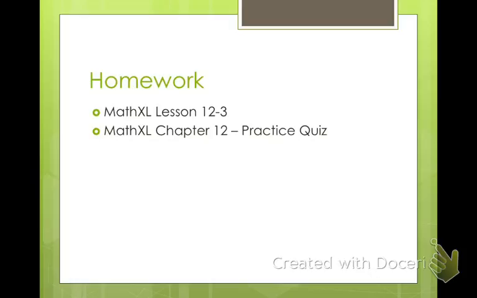We will have a quiz on Thursday because we don't have class on Wednesday. There will be a quiz. Make sure you study for it. It'll just be over addition, subtraction, multiplication, and then determinants and inverses. Alright, hope you have a good night.